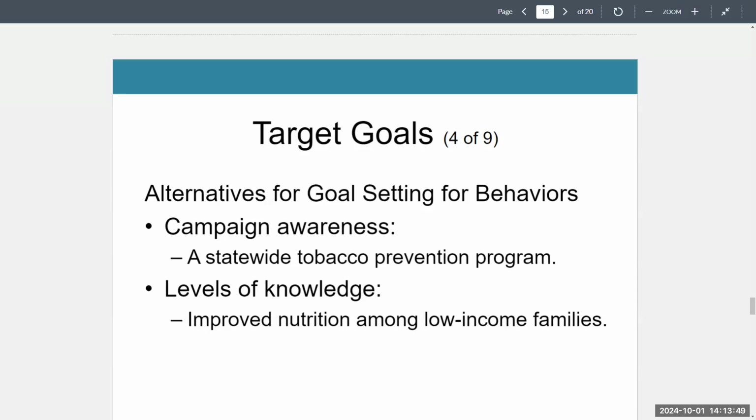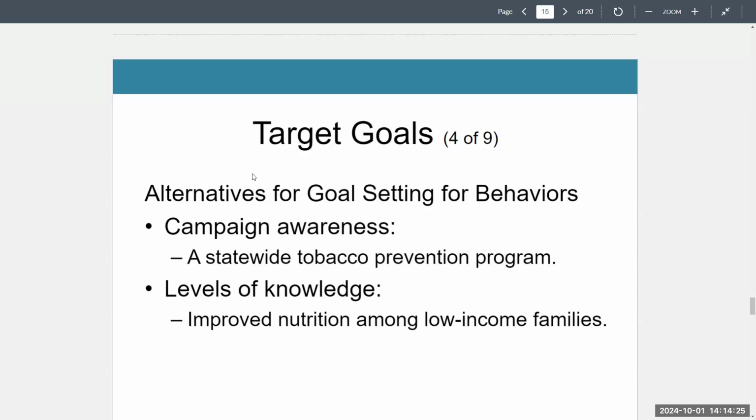The other goal would be a level of knowledge, okay? How much knowledge is involved, aiming to improve understanding or awareness of a specific piece of information or fact. An example of that, improved nutrition among low-income families, is a good example of what we're talking about, because you have to see what level of knowledge they actually have and how much knowledge you can add to that. Cool?